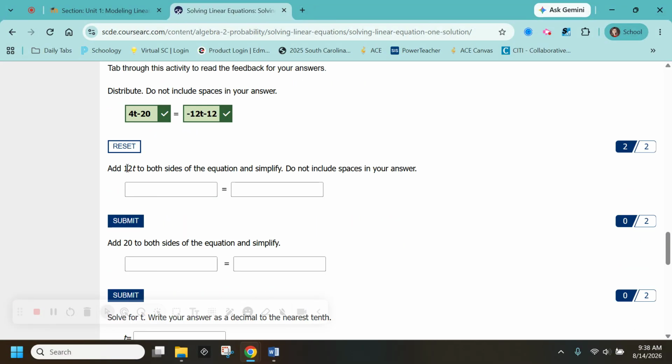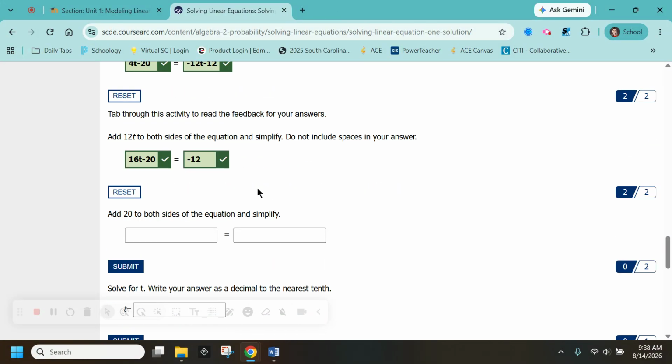The next step would be to add 12t to both sides, so it's getting rid of this term here. 4t plus the 12t gives me 16t, and then bring down that minus 20. On the right side of my equal sign, I'm just left with the negative 12, the constant here. Again, we'll submit and make sure that we are doing each step correctly.